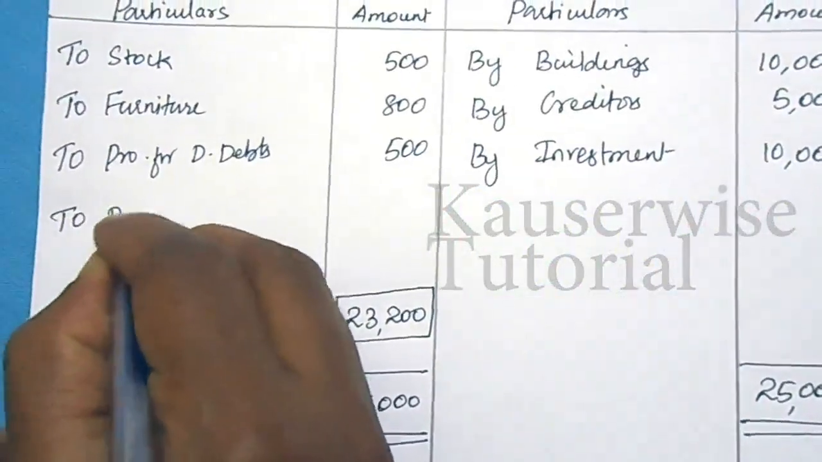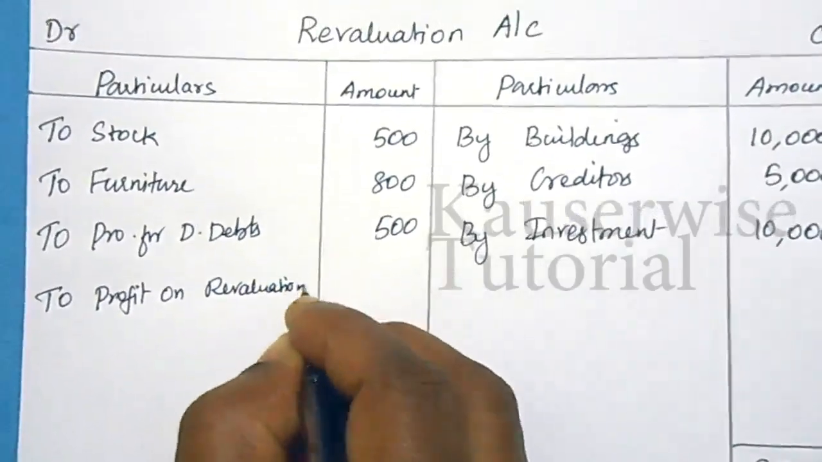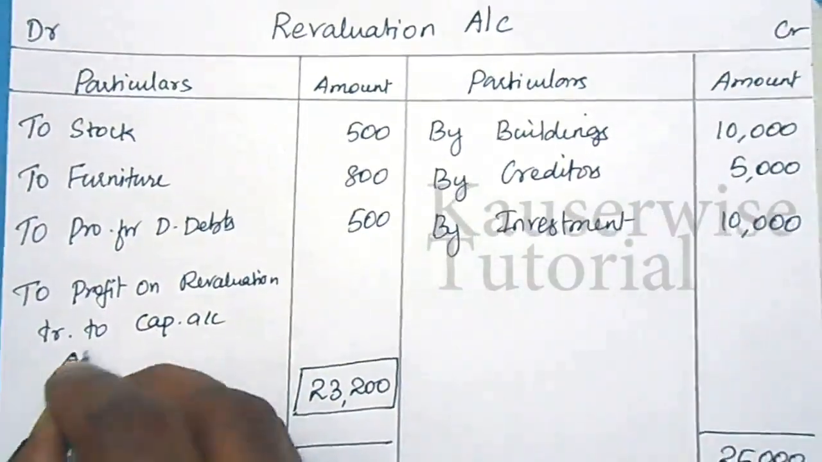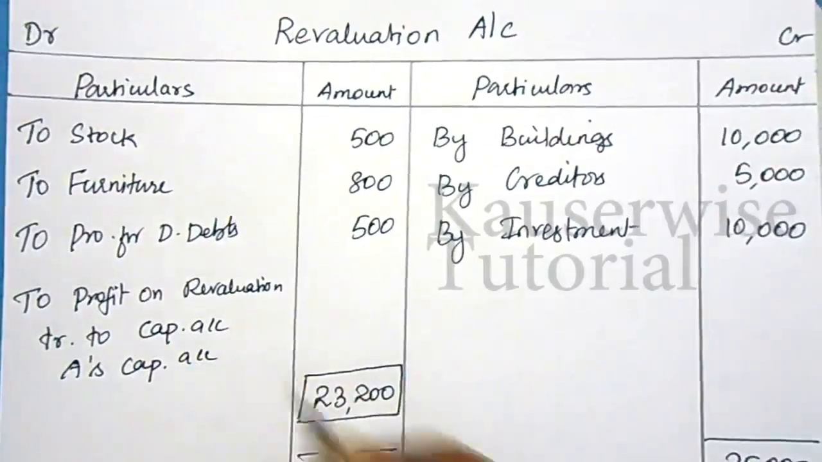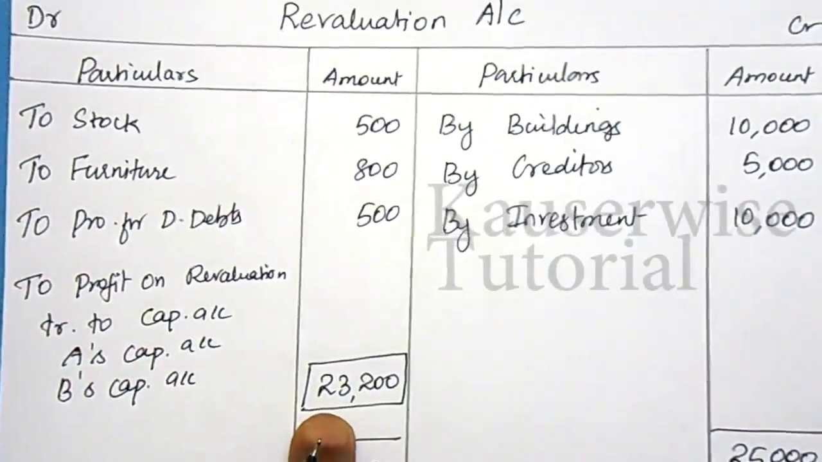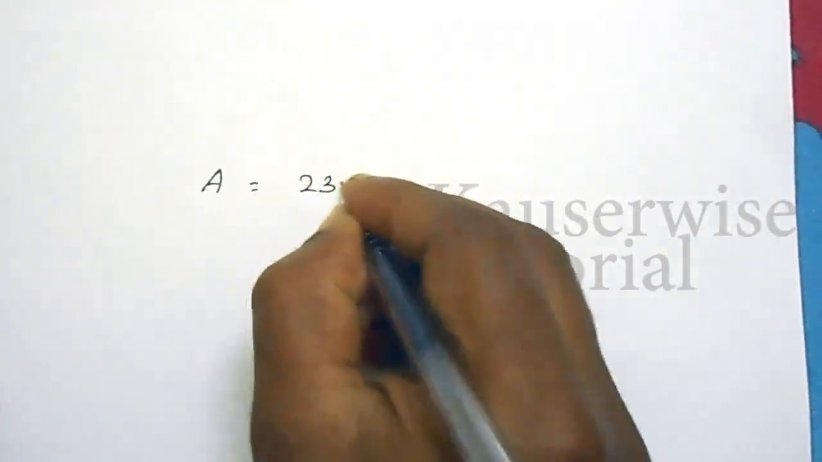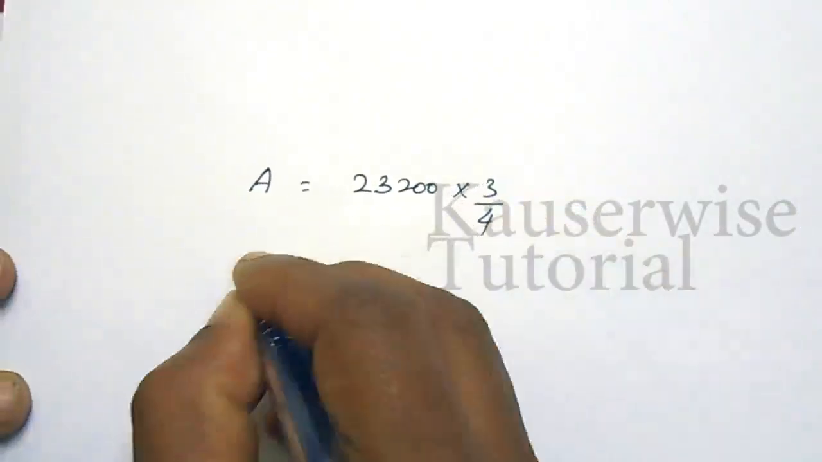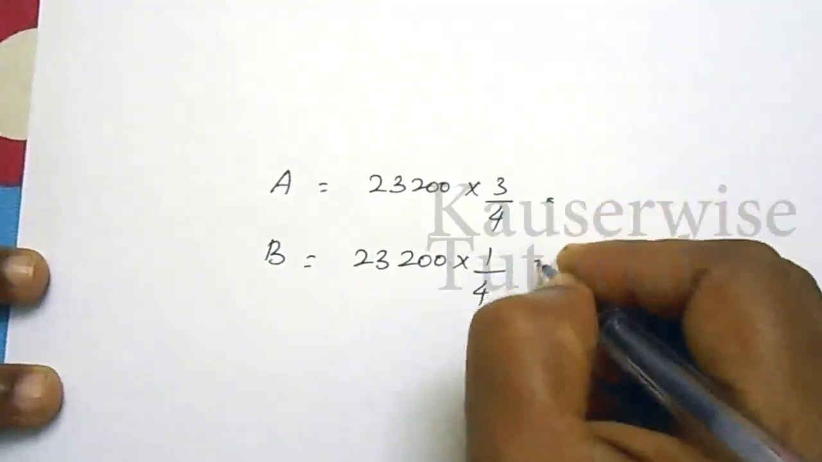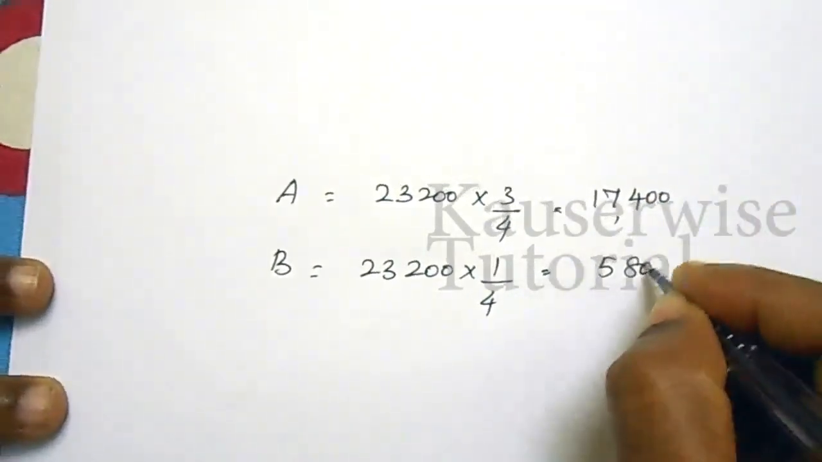To profit on revaluation, transfer to capital account. So A's capital and B's capital account. Just divide 23,200 according to their old profit sharing ratio. For A, 23,200 into 3 by 4. For B, 23,200 into 1 by 4. For A, 17,400. For B, 5,800.